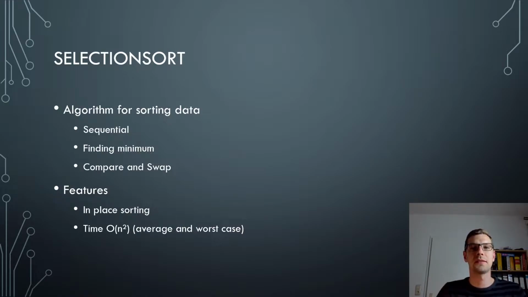Selection sort is an algorithm for sorting data that sequentially runs through the data, finds the minimum in a subarray, and then does a compare and swap operation to swap the items so that it gets sorted. It is an in-place sorting algorithm. That means that it sorts the data without the need of more memory, so it can be used for really big data sets too.